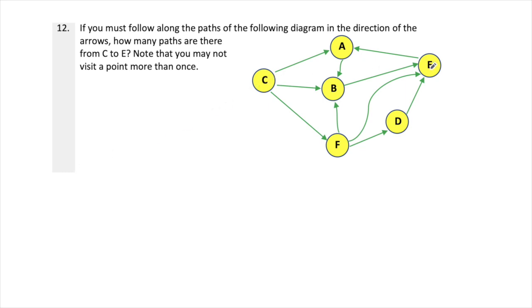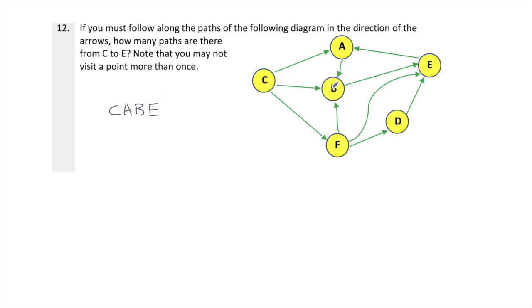For this problem, we need to figure out all the ways to go from point C to point E in the direction of the arrows. Let's go to point A first. Once we're at point A, we can only go to point B. Once we're at point B, we can only go to point E. So the only option that goes through point A first is C, A, B, E.